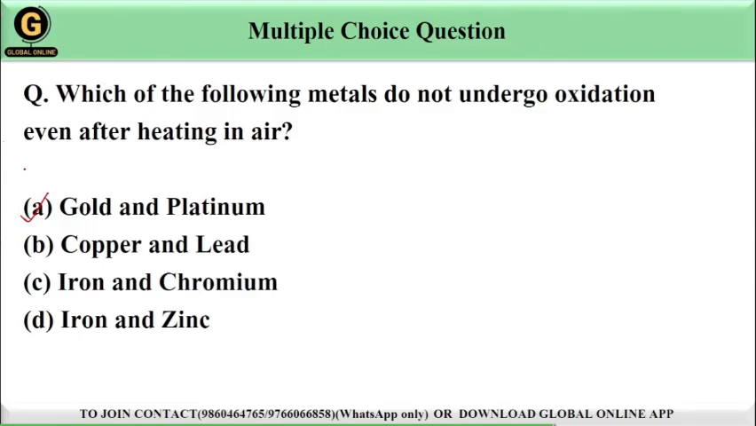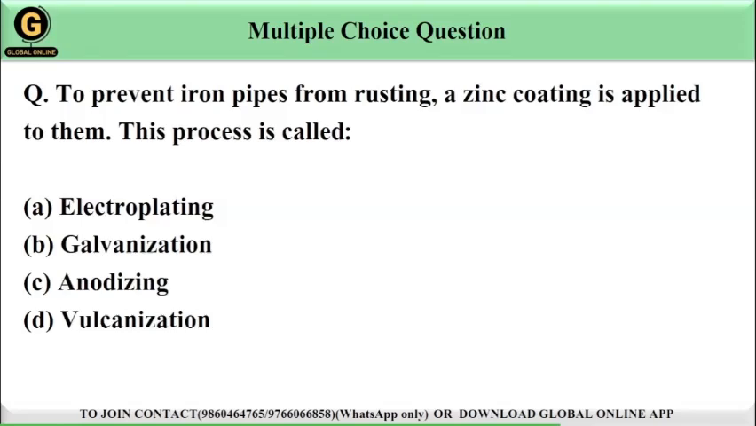To prevent iron pipes from rusting, a zinc coating is applied to them. This process is called... Options are given: option A, electroplating, option B, galvanization, option C, anodizing, and option D, vulcanization. Guys, the correct answer will be option B, galvanization.